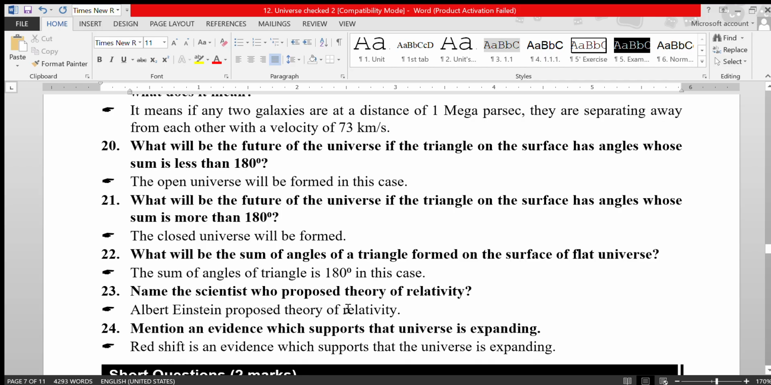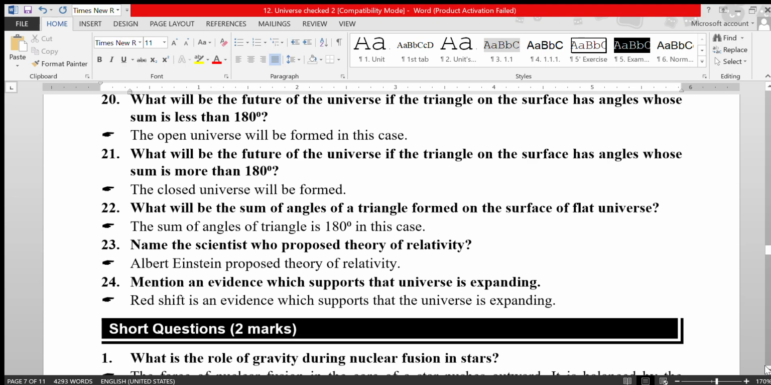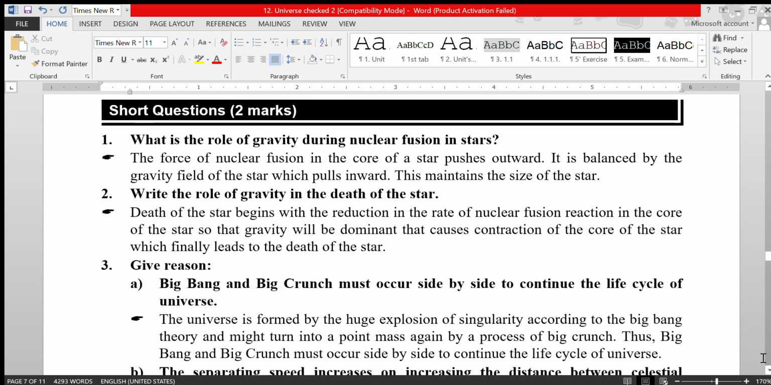Name the scientist who proposed theory of relativity. Albert Einstein. Mention an evidence which supports that universe is expanding. Redshift is an evidence.